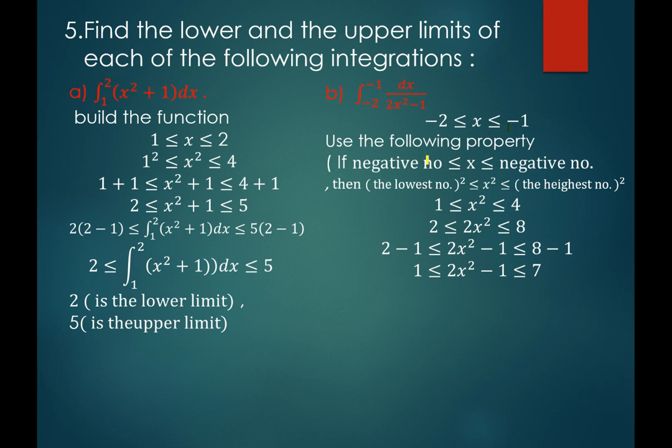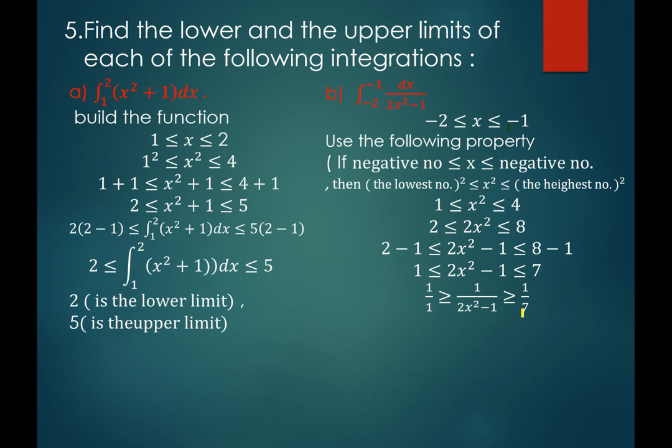I think now we need to flip each. And the flipping will change the inequality symbol to make sense. That means 1 over 1 is bigger than or equal to 1 over 2x squared minus 1, bigger than or equal to 1 over 7. Look, we are making sense in this inequality too. After we flip each, we change the inequality symbol, and 1 over 7 is smaller than 1, or you can read it as 1 is bigger than 1 over 7.